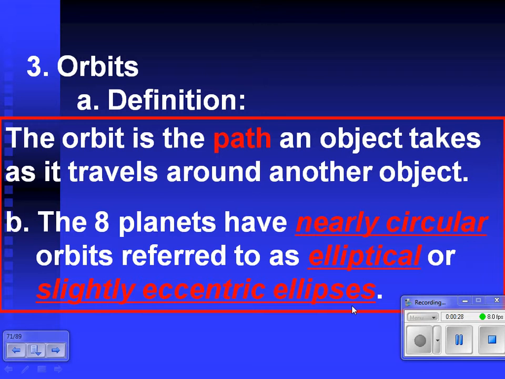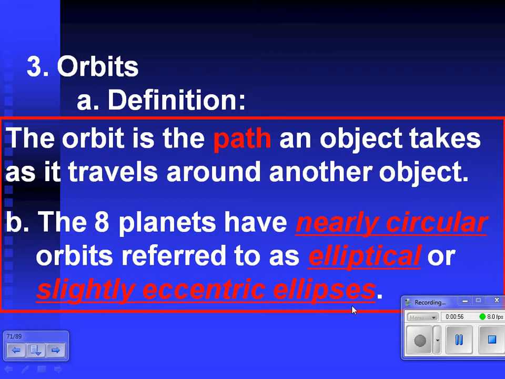It's massive, and since it's so massive, it exerts a very strong gravitational pull. So in other words, it's really tugging at all of the 8 planets in our solar system, and for that reason, we all revolve and move around the sun. And we do so in what we call an orbit, right? An orbit can be defined as the path an object takes as it travels around another object.